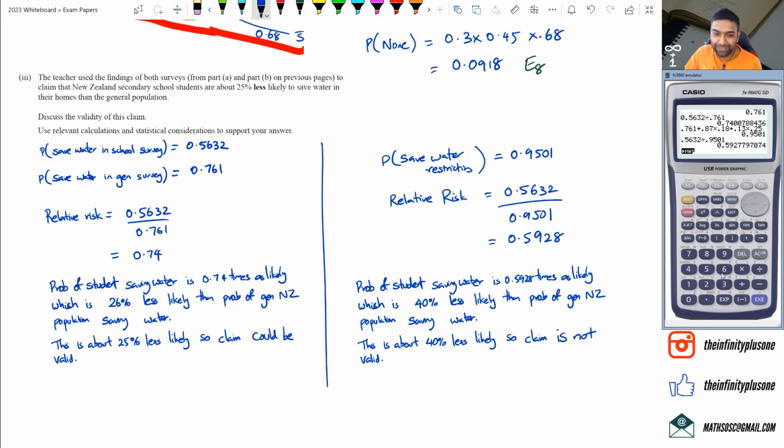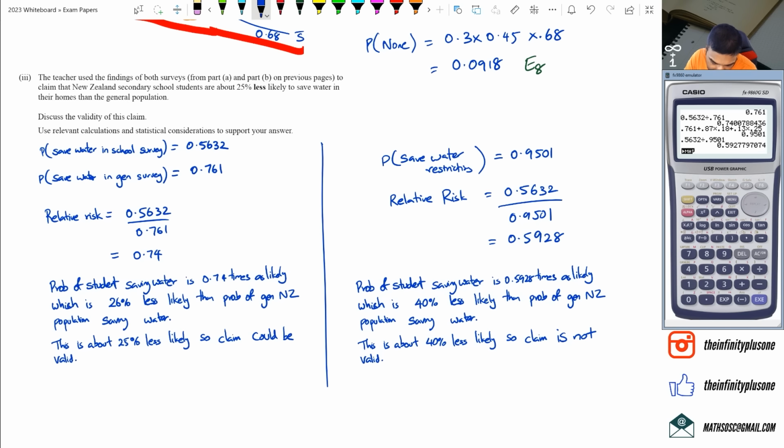Sorry, that's just me being incredibly lazy about writing those statements. So there's two situations that could potentially happen. Now, the last thing is that it does ask to discuss the validity of the claim and use relevant calculations, and I've done all of that. So having a look at this, a couple of things to consider.